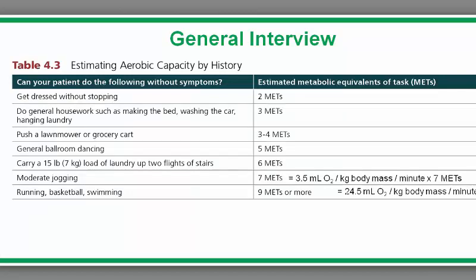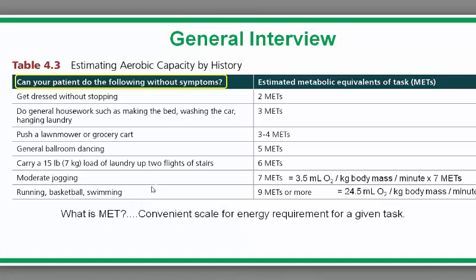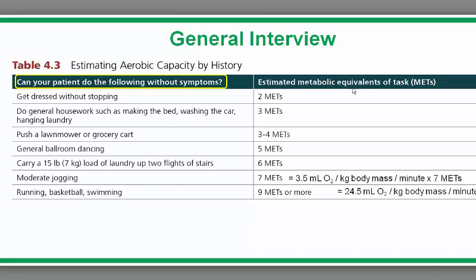Estimating the aerobic capacity by history is summarized here in this table, and the questions here relate to the types of activities that the patient engages in during the day. These types of typical activities are related to estimating what's called the metabolic equivalent, or MET, of the task. The MET is a convenient quantification of estimating energy expenditure.